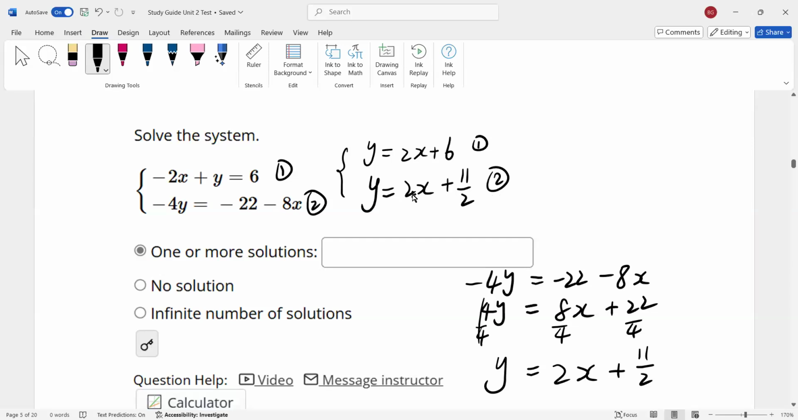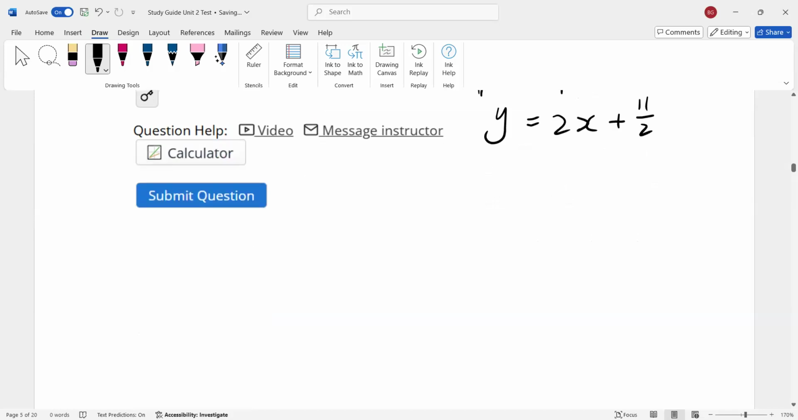Look at the two equations. They have the same slopes, but different y-intercepts. That means the two equations are not overlapping or coinciding. They are parallel. Do you still remember the 3 cases for a linear system?